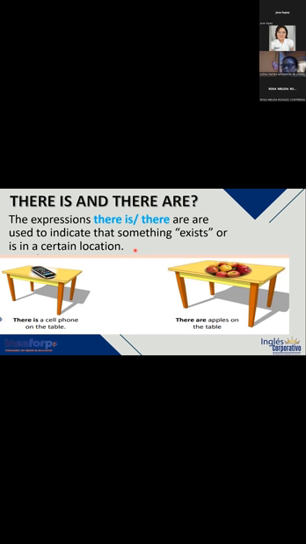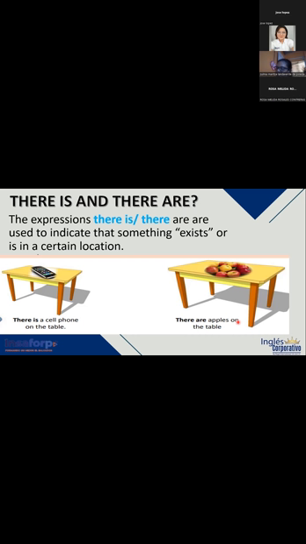What does that mean? If I say there is or there are, ambas significan hay. Hay de haber algo, no de hay de dolor. It's hay de haber. So for example, if I say something like, there is a cell phone on the table, it means hay un teléfono en la mesa. So there is, I'm going to use it when I refer to something singular. And there are, I'm going to use it when I refer to something plural, okay?